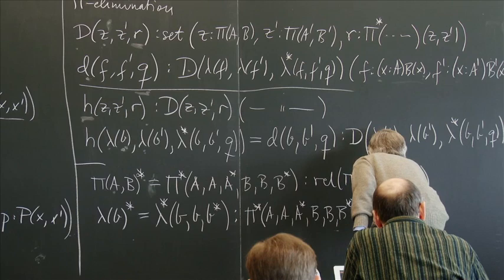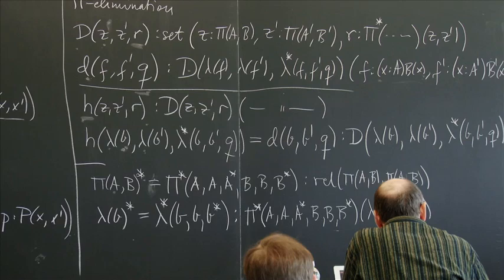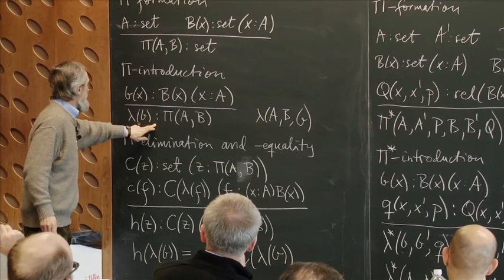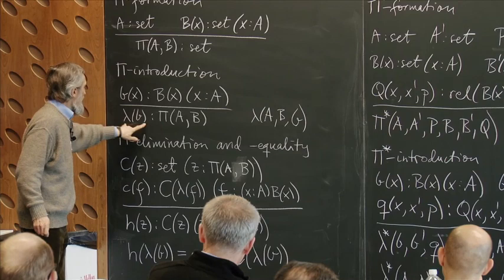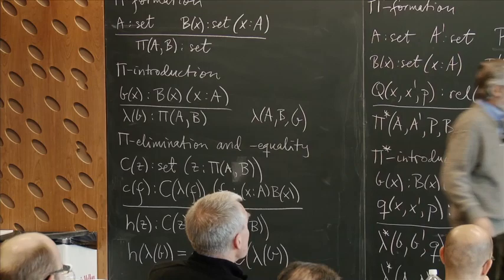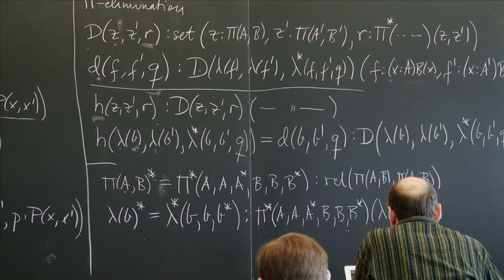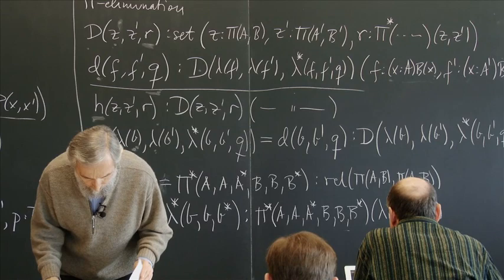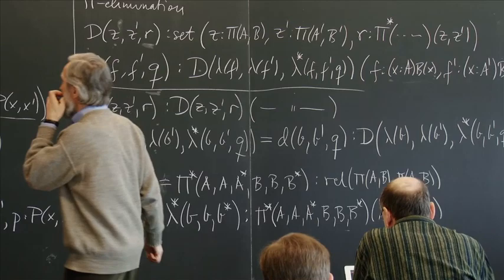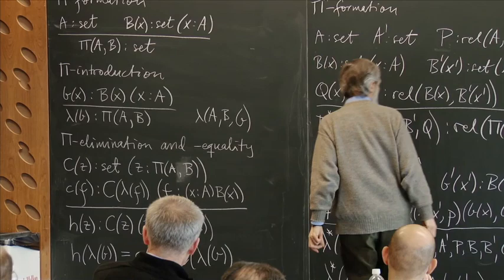You see, I'm validating this rule in the model, which is to say that I have to define a companion to lambda b, and the companion to lambda b is something, lambda b star, which proves that lambda b is related to itself, following the general pattern of the model. So the formation and introduction rules are easily handled by means of the star axioms.